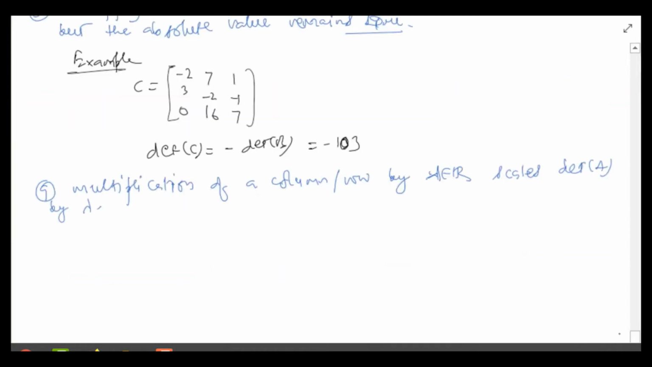What it means is that, let's see an example. If I define another 3 by 3 matrix D by multiplying the last column of C by 3, that is, my D matrix is minus 2, 7, 1, 3, minus 2, 7, 3, 3, minus 2, minus 3, 0, 16, 21, then determinant of D will be 3 times determinant of C.